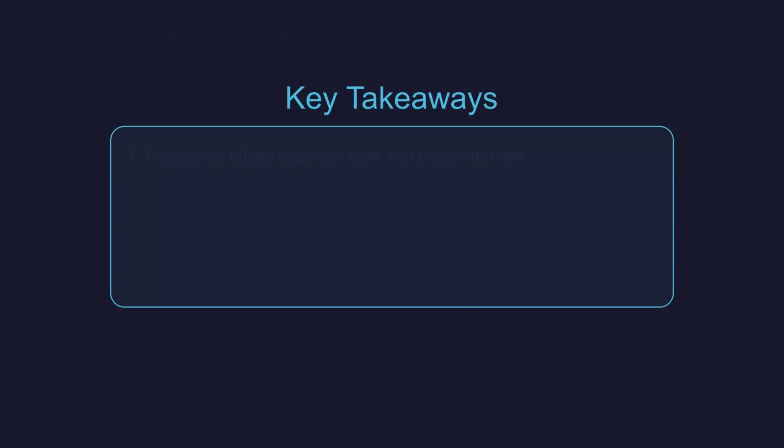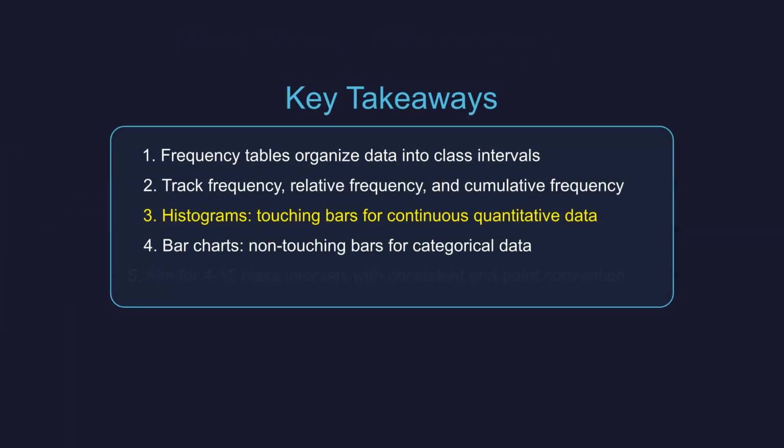Let's recap. Frequency tables organize data into class intervals, tracking count, proportion, and cumulative proportion. Histograms use touching bars for continuous data. Bar charts use separate bars for categorical data, and always aim for 4 to 12 class intervals with a consistent endpoint convention.